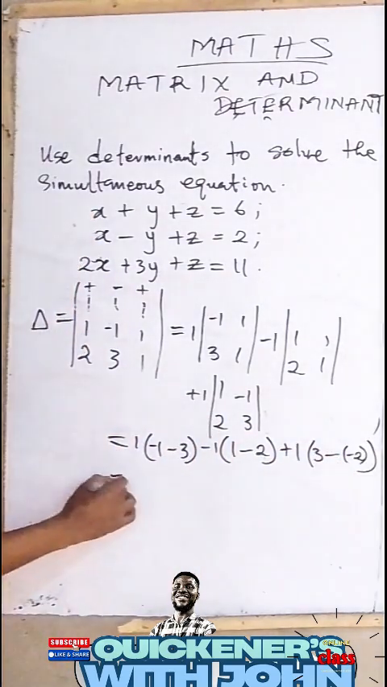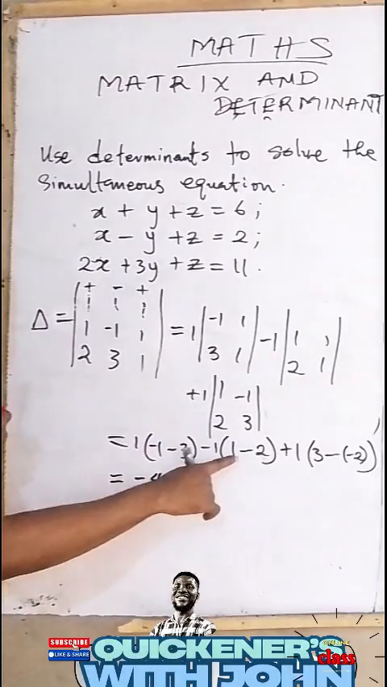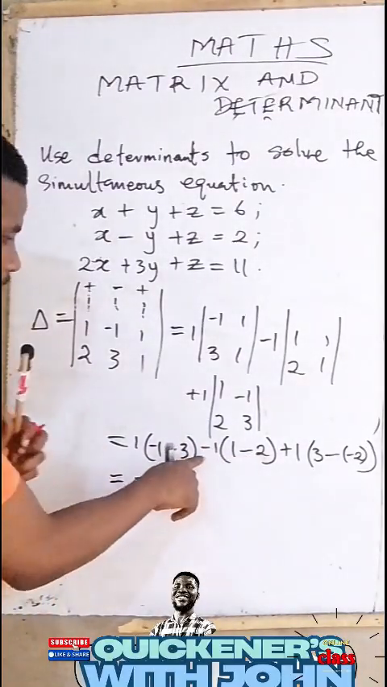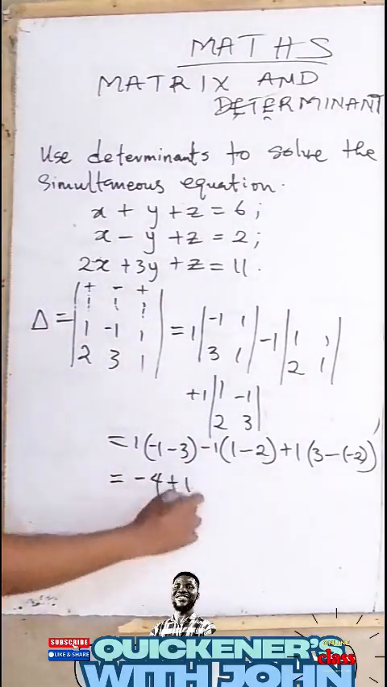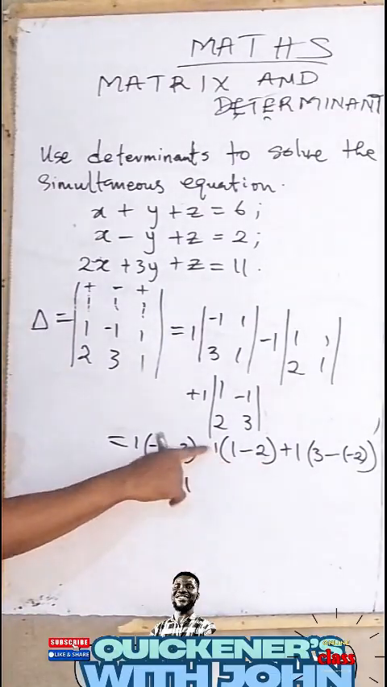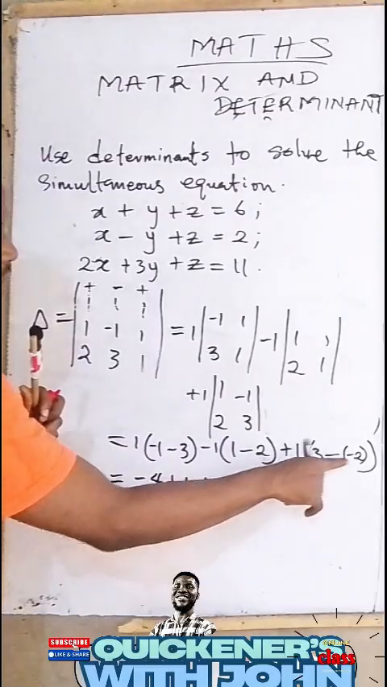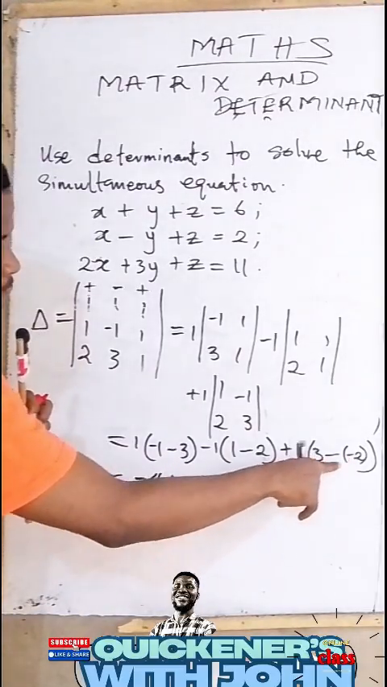So what do we have now? Minus 1 minus 3, that's minus 4. Okay? Minus 4 times 1, that's minus 4. 1 minus 2, that's minus 1. Minus 1 times minus 1, that is plus 1. Now the next one, minus times minus is plus. So 3 plus 2, that will be what?